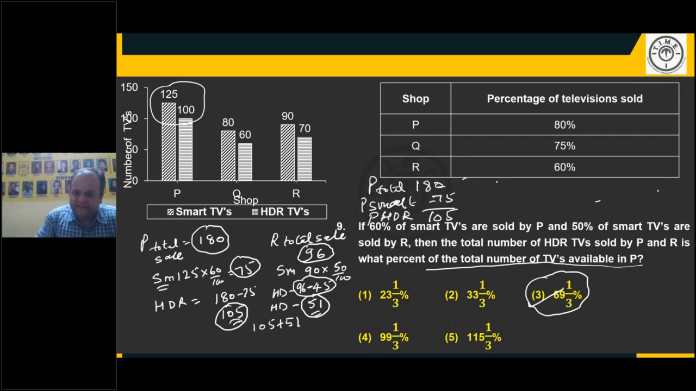All right. Then Q total sale, R's total sale is how much? 96. Out of it, R's smart TV sale is how many? That we calculated, 90, say 50%.